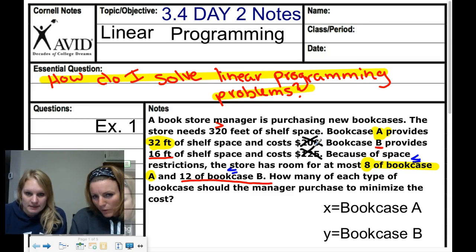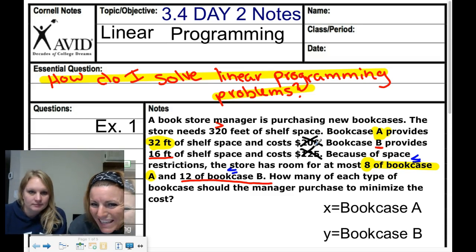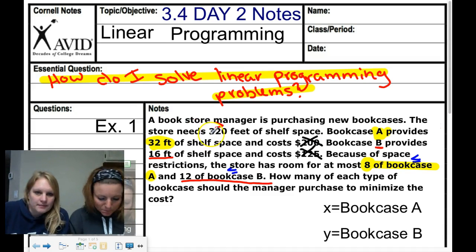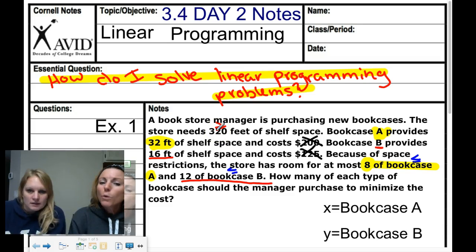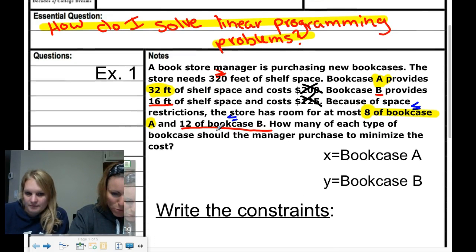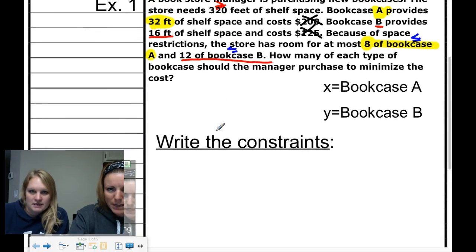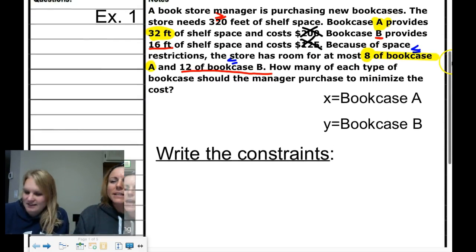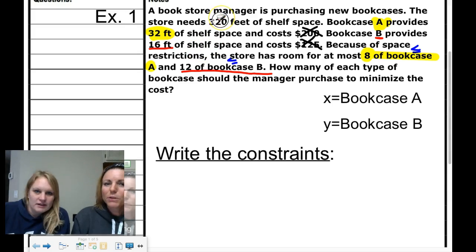And can you do one more thing for me? At the top, the store needs 320. That really should be greater than or equal to. Gotcha. All right, so let's start. I'm going to scroll down a little bit so Miss Boyd has more room. So X is bookcase A. Let me change this color real quick. Y is bookcase B.